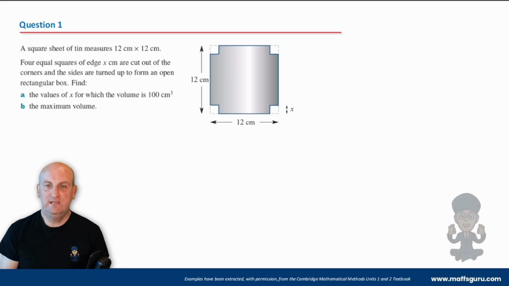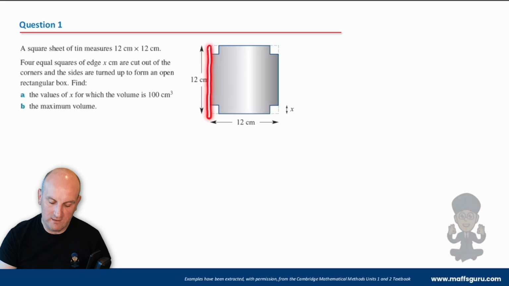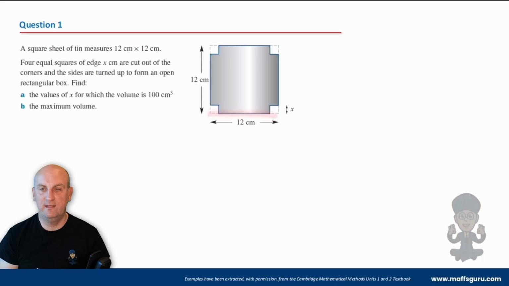A square sheet of tin measures 12 by 12. Now, what that means is, and they've helped you with the diagram here, that the lengths over there are 12 by 12. 4 equal squares of edge x centimeters are cut out. So what they're saying is this has got an x, and that's an x, and that's an x, and so on at each corner. And the sides are turned up to form an open rectangular box.